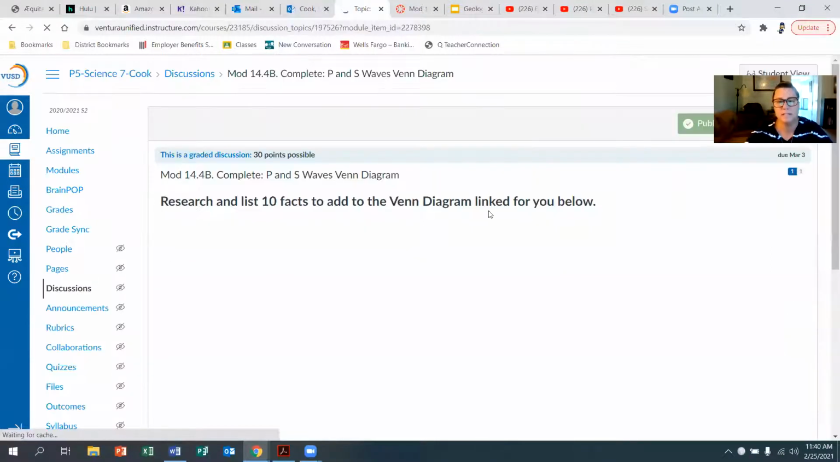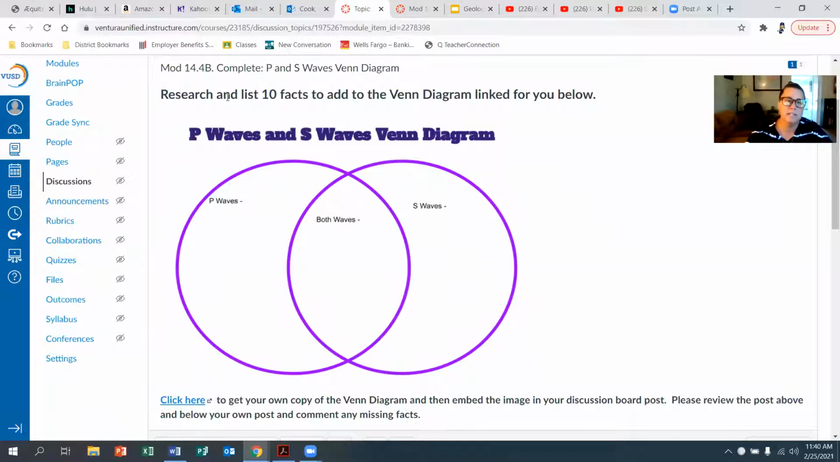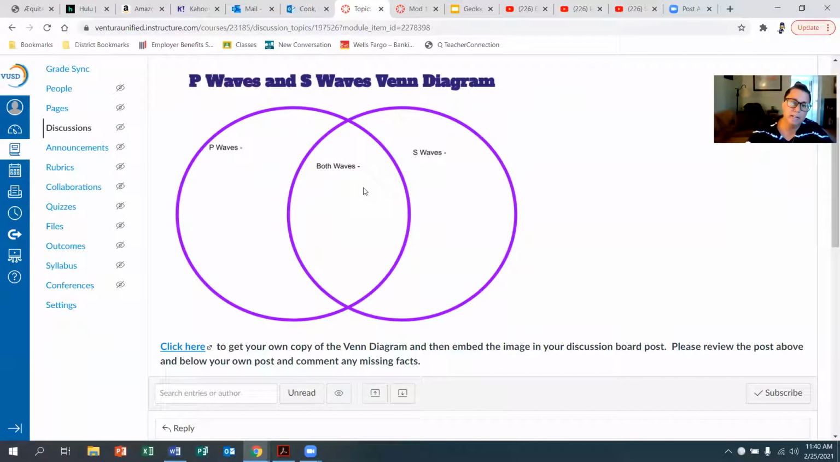And then you're going to have to fill in what's called a Venn diagram. So here's the Venn diagram, and it says research and list 10 facts to add to the Venn diagram. 10 facts all together, not 10 facts each, 10 facts all together about P waves, S waves, or both of them, okay? This is only S wave attributes, this is P wave attributes, and this is what they both have in common. You cannot write on this diagram here, but if you click where it says click here, you will get your own copy of the Venn diagram.